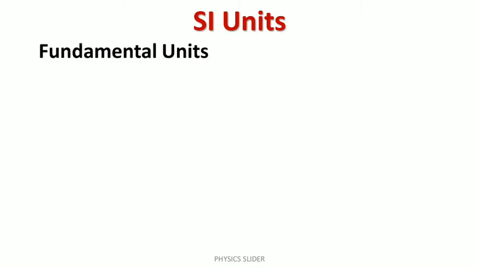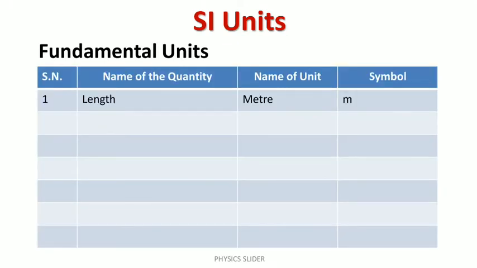So SI units consist of some fundamental units. There are 7 fundamental units. What are these fundamental units? Let's discuss. The first one is length. The name of the quantity is length. It is measured in the unit meter and the symbol is m. The next fundamental quantity is mass, measured in the unit kilogram, and the symbol is kg. The next fundamental quantity is time, measured in the unit second with the symbol s.